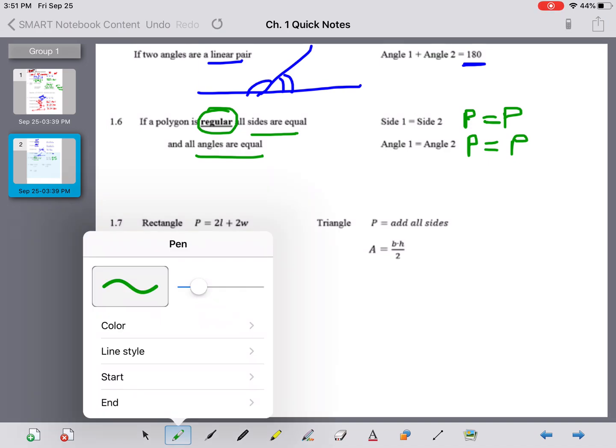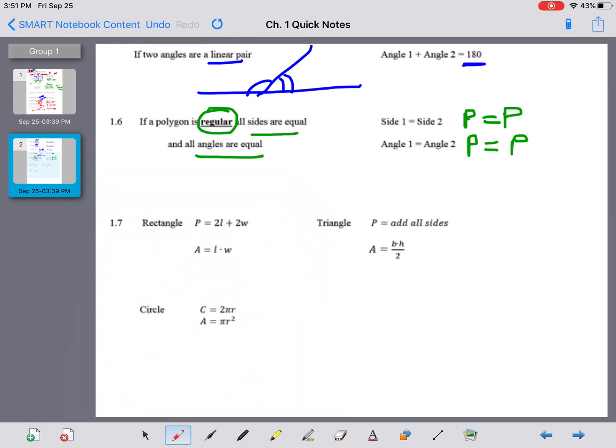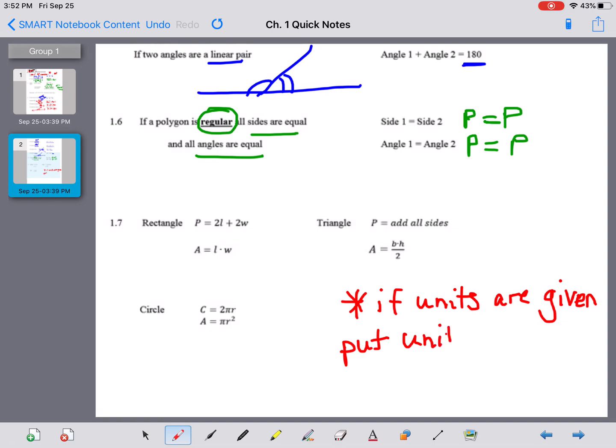And just a quick note, when we talk about 1.7, remember the rule of thumb. If units are given, put units on your answer. Okay, so I'm going to count that for a point. So if your unit's there, you get a point. If your unit's missing or your unit's wrong, you do not get your point, okay? So make sure you know your units and you put them on there.